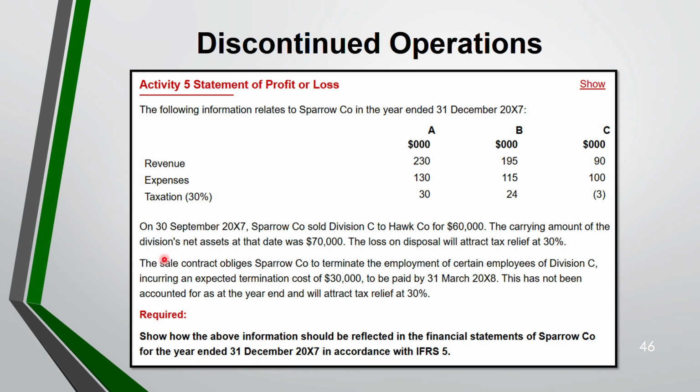Now the sale contract obliges Sparrow to terminate the employment of certain employees, including incurring an expected termination cost of 30,000 to be paid by 31st March 2008. This has not been accounted for at the year end and it will attract tax relief at 30%. You are supposed to show how the above information will be reflected in the financial statements of Sparrow for the year ended, in accordance with IFRS 5. So let us do this.